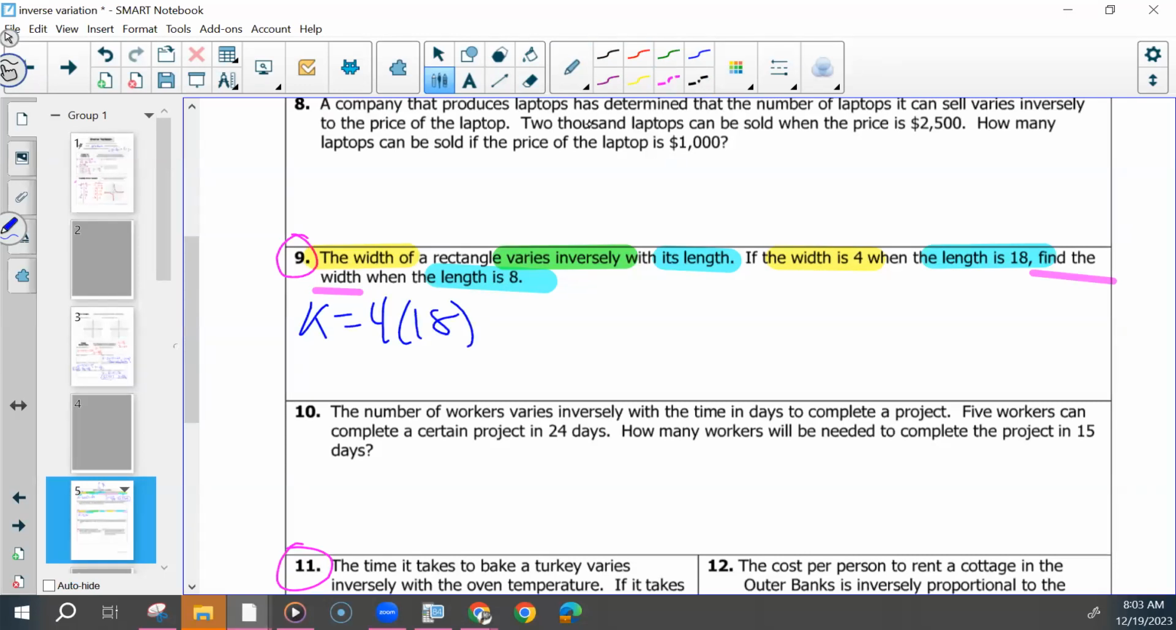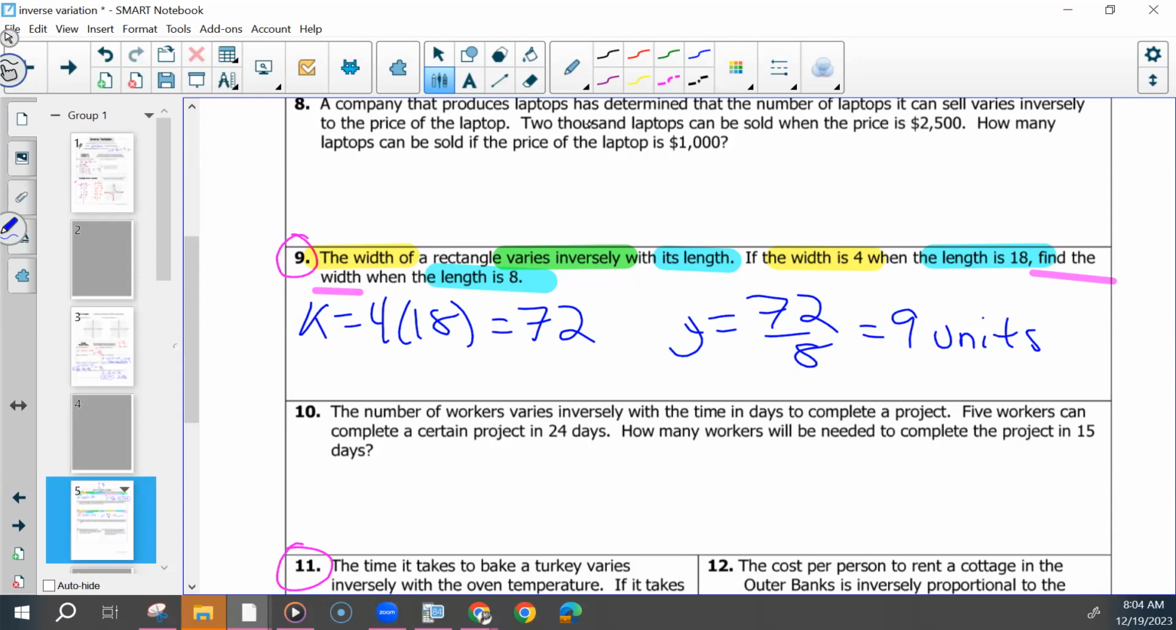4 times 18, which would give us 72. Okay, and then how would we find the width? 72 over 8, which is 9. We don't really have units in this one. Usually it would say like inches, centimeters, whatever. So you just put units. Questions on that one?